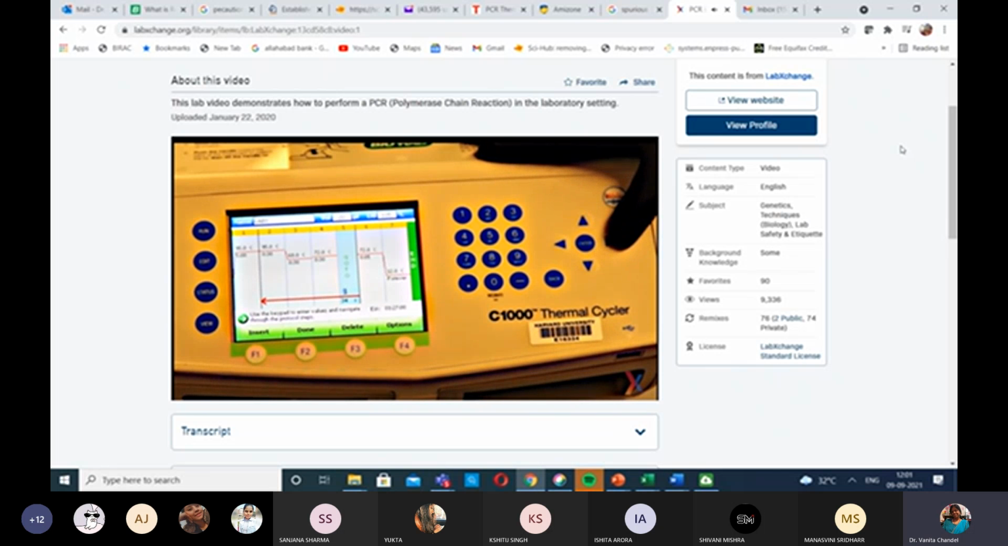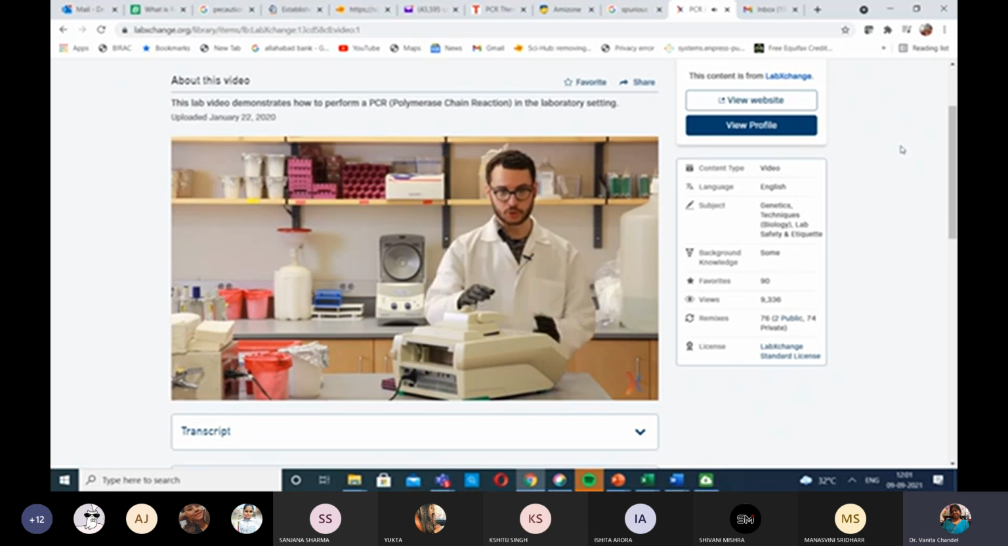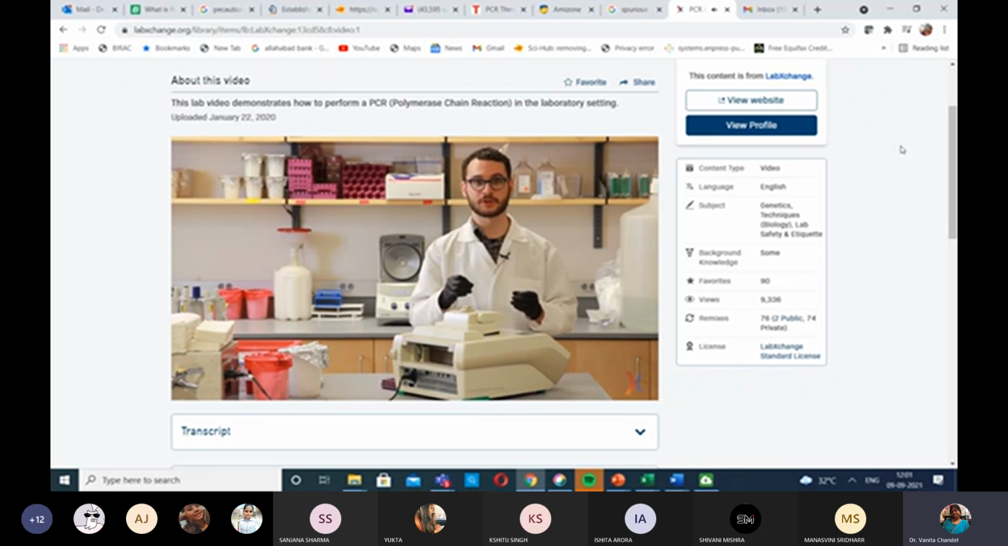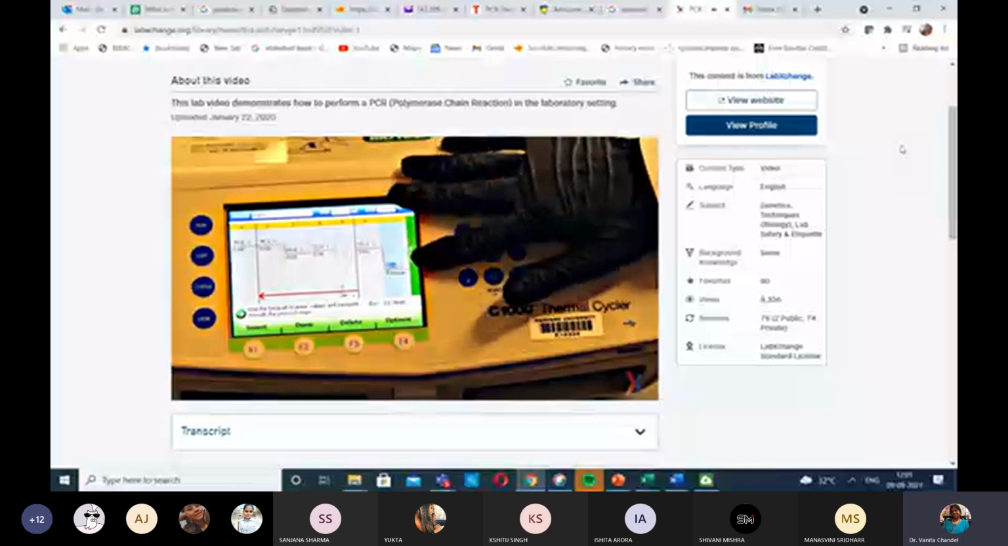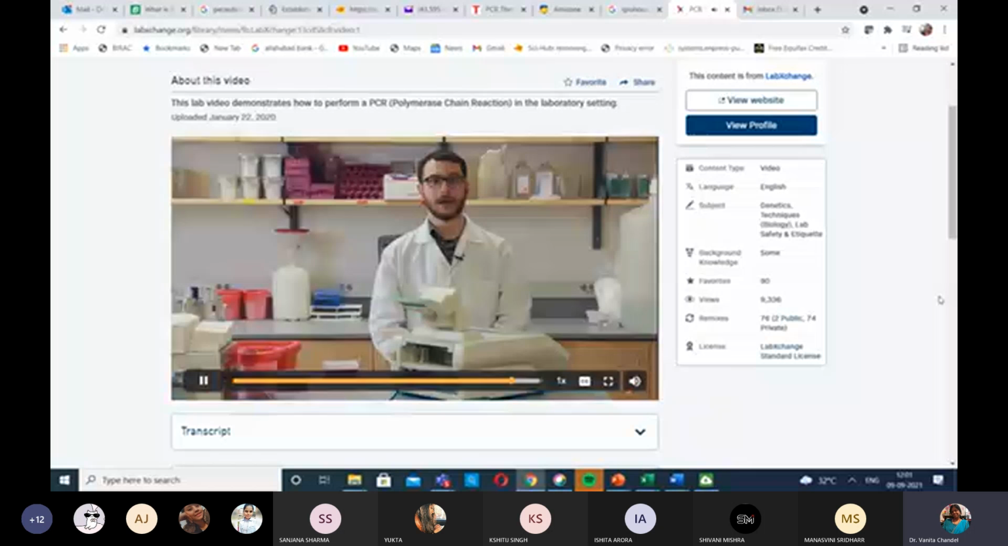When the cycle is over, I'll do a final extension step so that DNA polymerase has an opportunity to finish up any copies that weren't completed. So I want this at 72 Celsius for 7 minutes. And then finally, I want the thermocycler to hold the samples at a cool temperature, so they stay nice and cool.